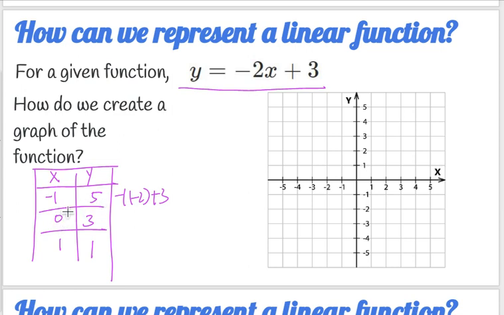Okay, so for these values, these are going to be our ordered pairs. These will be our coordinates, and we can just plot them to get the graph. And that's basically how we graph this. However, there's another way. So this is one way. Another way is I can just use the slope and y-intercept.